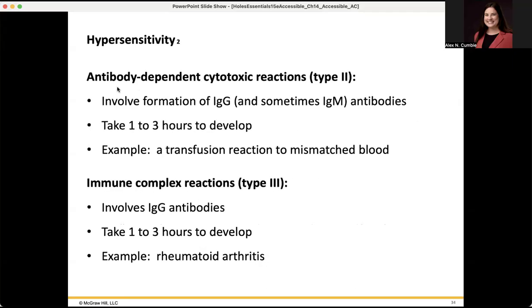Type 2 is called antibody-dependent cytotoxic reactions. Usually they take a little bit to develop. This type of reaction is what happens when we have a mismatched blood transfusion. Type 3 is immune complex reactions, usually involving a specific type of antibody that usually become autoantibodies, meaning they cause autoimmune disorders like rheumatoid arthritis, where your body attacks its own cells and we don't really know why.